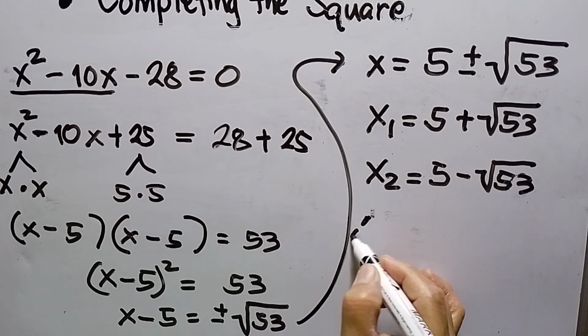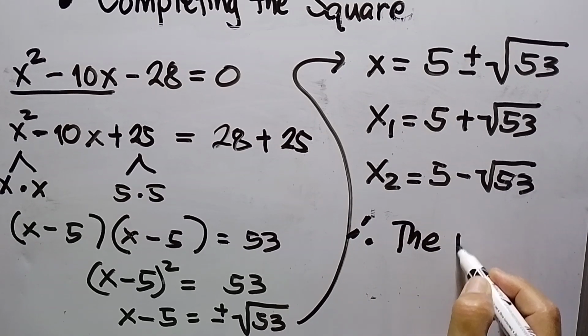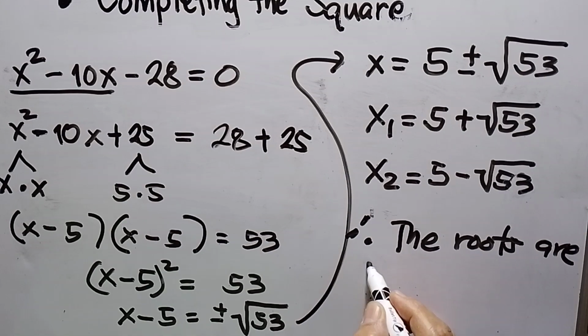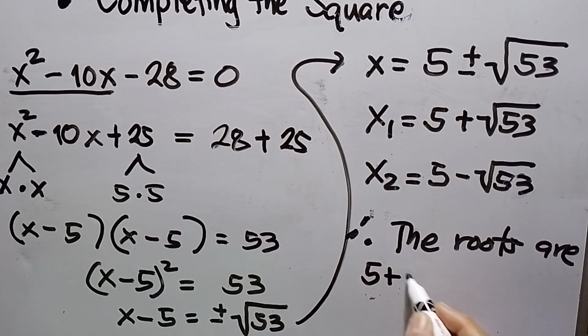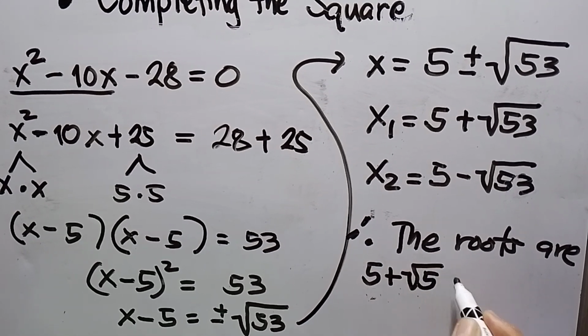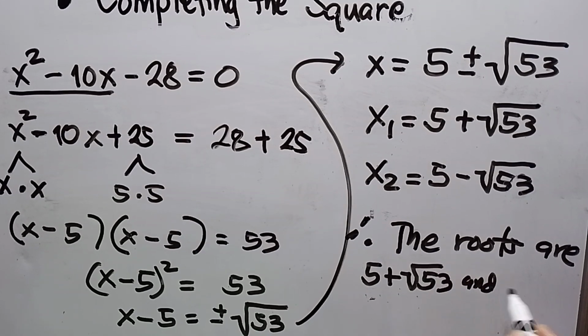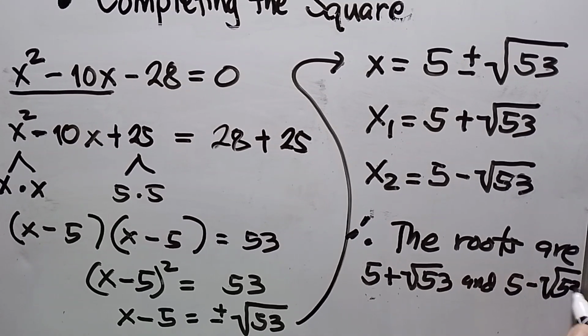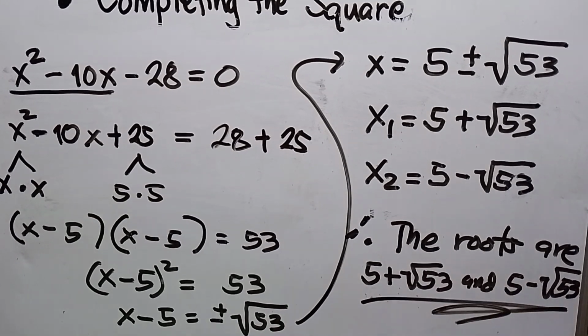So therefore, the roots are 5 plus square root of 53 and 5 minus square root of 53. I think that's all for this topic.